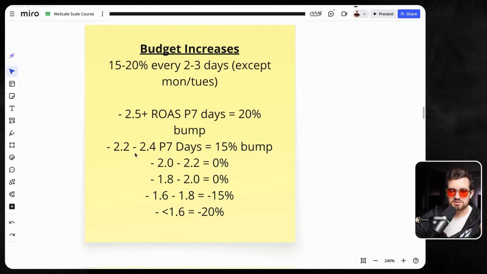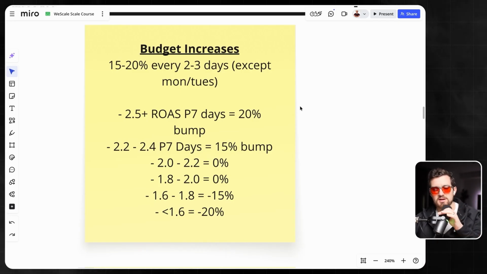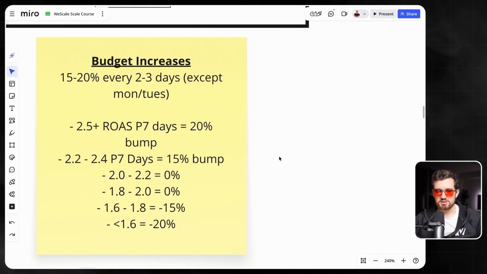Then if the ad, or the ad set, is just doing okay at a 2.2 to 2.4, then we do a moderate bump. But if it's just about where we want it, we're not going to start spending extra on it because we know that as we increase spend, the ROAS typically declines, which is another rule of thumb. There's an inverse relationship with ROAS and budget, meaning as we start to scale our budgets up, typically the ROAS will start to plateau or drop down until we get better and better ads.